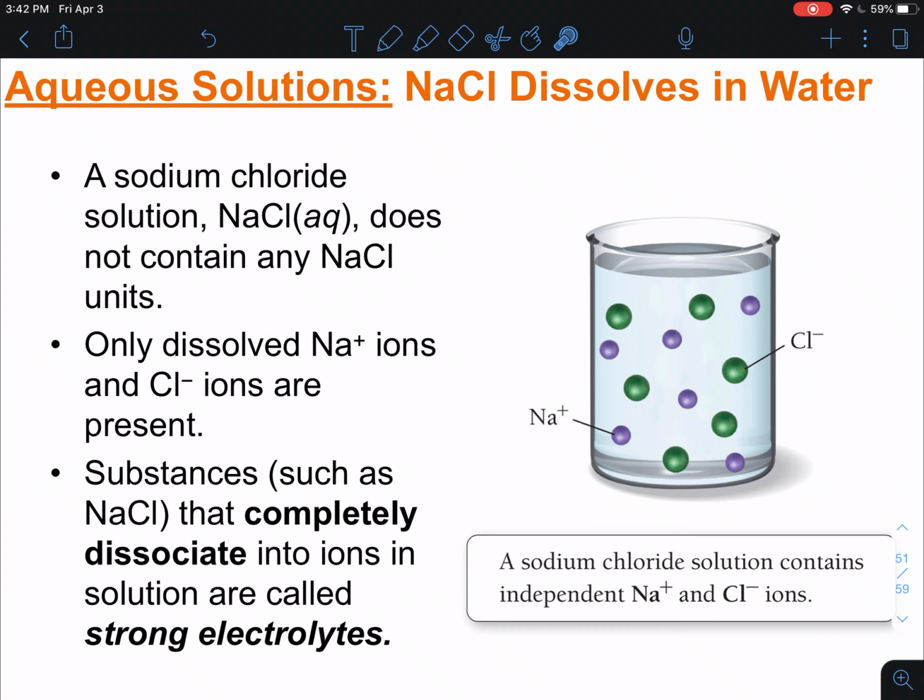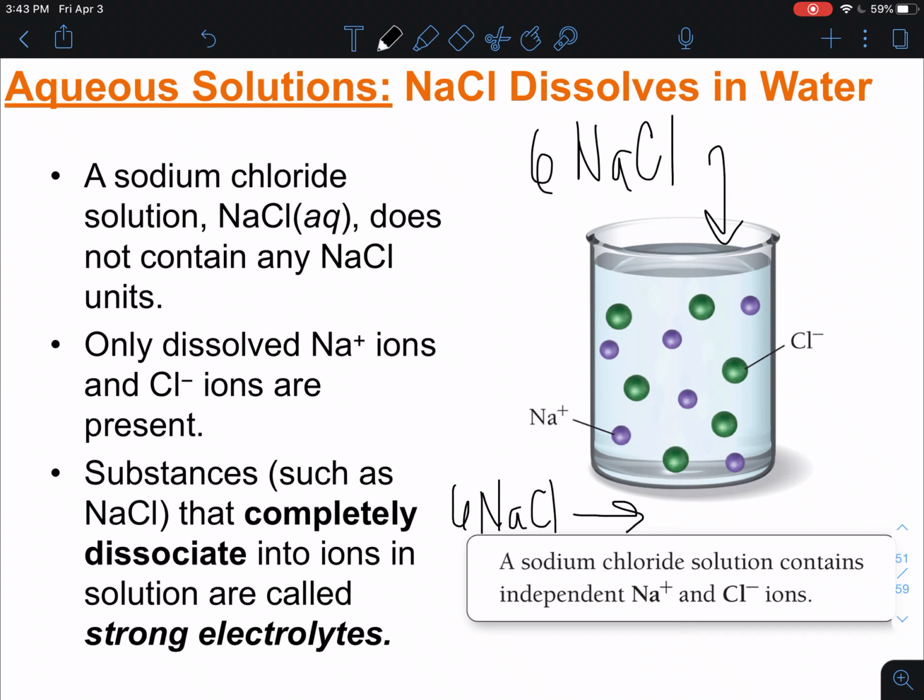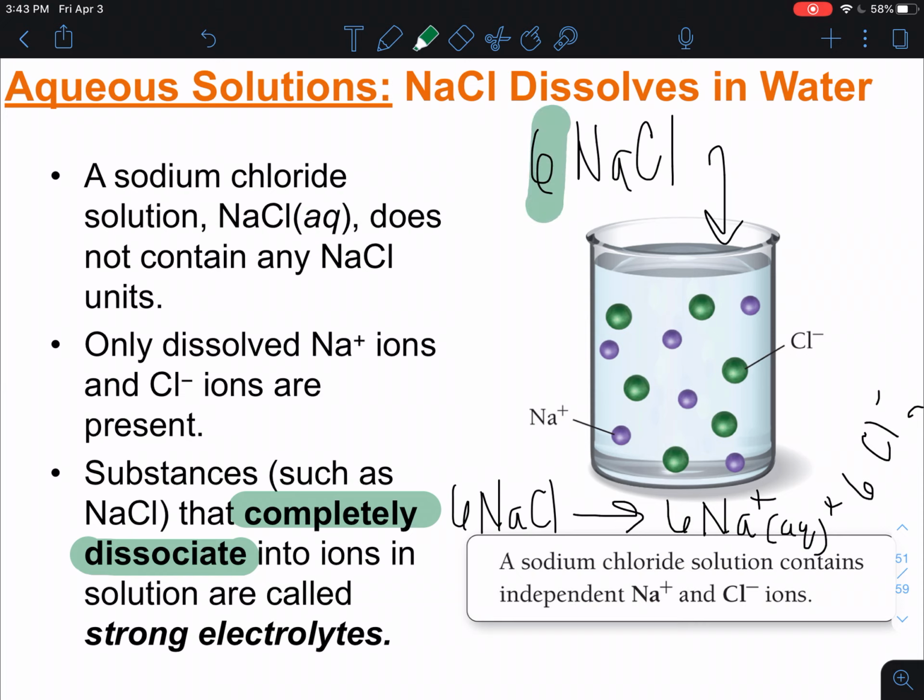That's a really important thing. Meaning that if we have, 1, 2, 3, 4, 5, 6, essentially 6 NaCl formula units put into this water solution, then these dissociated completely to form 6 sodium cations dissolved in water plus 6 chloride anions. I didn't write the AQ out here, but I just need you to see that it completely breaks up. We call this completely dissociating, where all 6 of them break up.